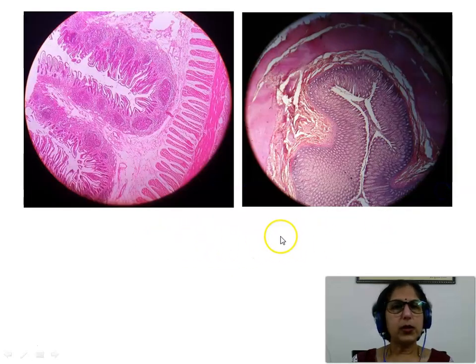What we see here are the low power field views of the H&E stain slides of the ileum and the colon. So in the ileum, what we see here is the villi which are seen on the luminal surface, whereas what we see here are mucosal folds. And the second feature which we see here is that the muscularis externa, the longitudinally arranged fibers of smooth muscle, are uniformly thick, whereas we see here the presence of tinea coli.